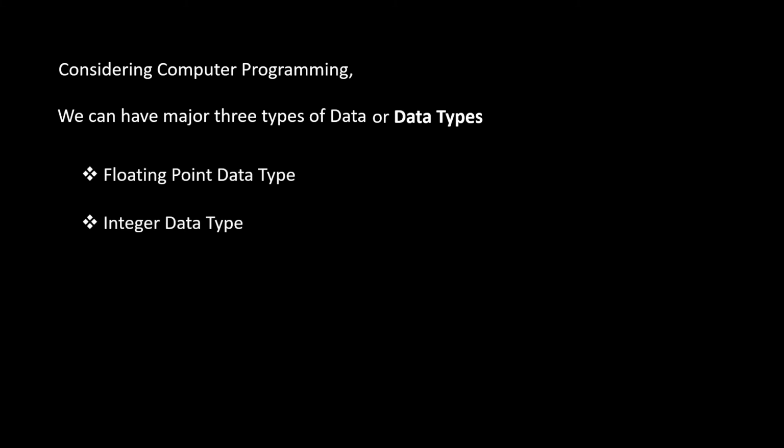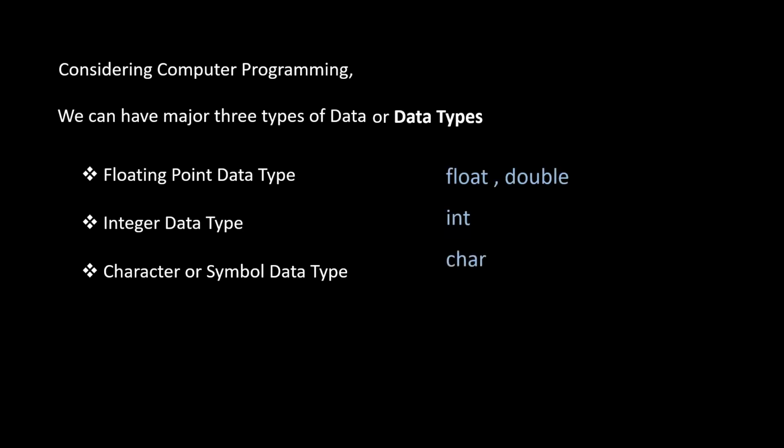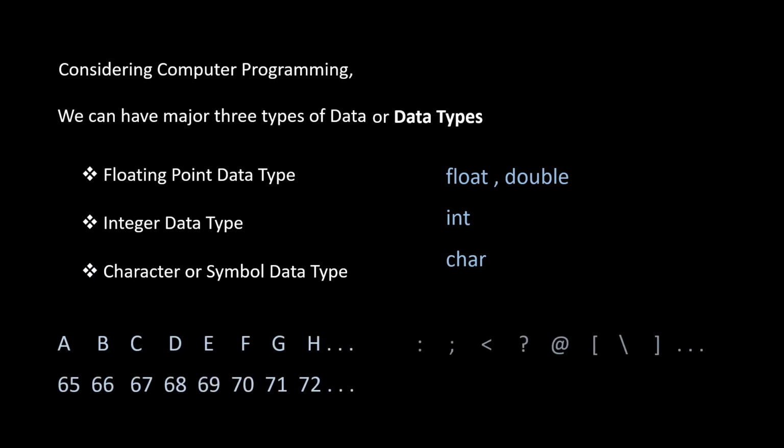Considering computer programming, we can have majorly three types of data, or simply data types. The first one, floating point data type, the second, integer data type, and the third, character or symbol data type. Each of these has corresponding acronyms in programming languages, whether it is C, C++, C#, or even Java. The most important thing here is the character data type, because all the characters are just numbers in computer programming. Let's learn each of these data types one by one.